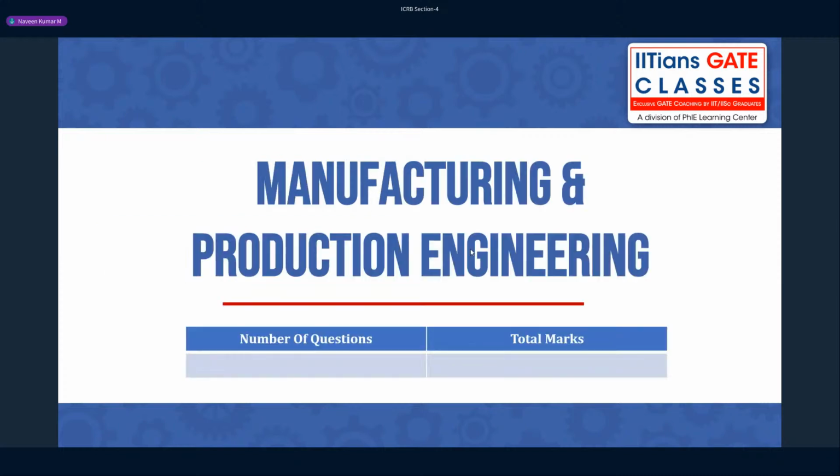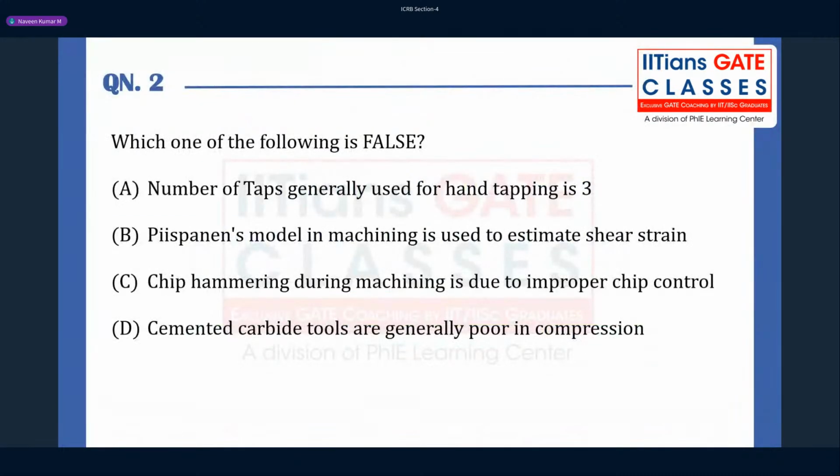So this is the question that has been asked: which one of the following is false? Please try to understand this is false. That's very important. So you have to know one is false and the other three are true. Let's go one by one. If the statement is true, we'll write T. If it is false, we'll write F, and then we'll take the right one. The number of taps generally used for hand tapping is 3.